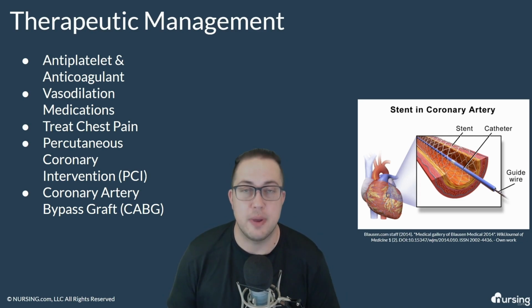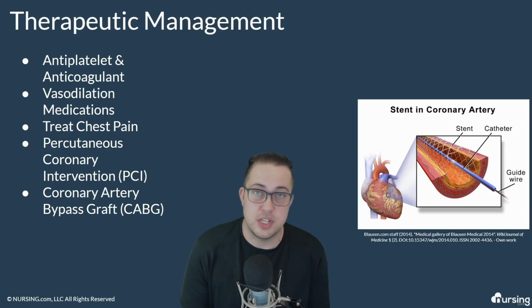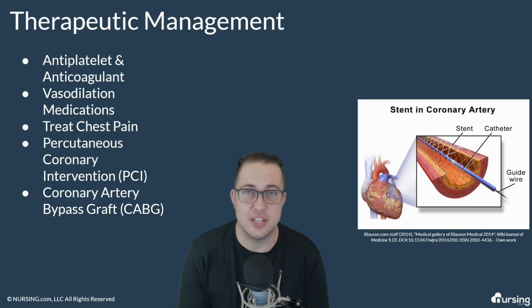We're also going to treat chest pain, right? We mentioned morphine. It's not only a coronary vasodilator, but of course we know it helps treat pain. Now, the last two bullet points here are PCI, percutaneous coronary intervention, as well as a CABG, coronary artery bypass graft. These are actual surgical interventions, invasive interventions, I should say, used to treat MIs. We see PCI all of the time where I work.